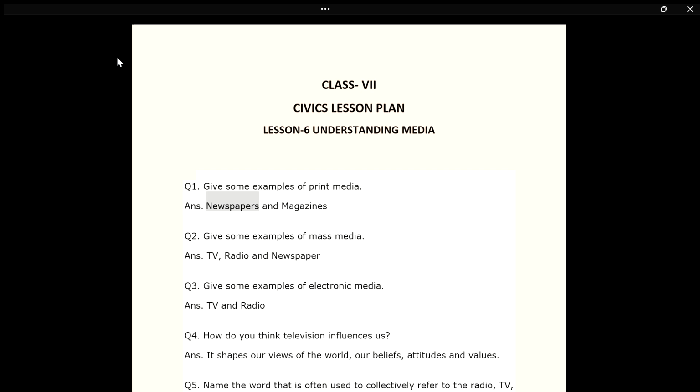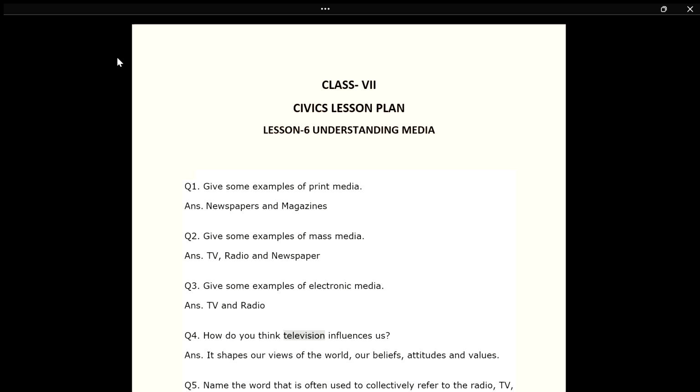Ans. Newspapers and magazines. Q2. Give some examples of mass media. Ans. TV, radio and newspaper. Q3. Give some examples of electronic media. Ans. TV and radio.